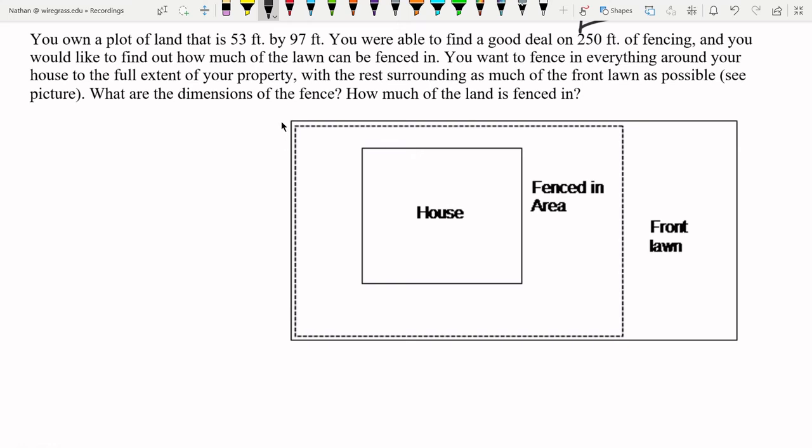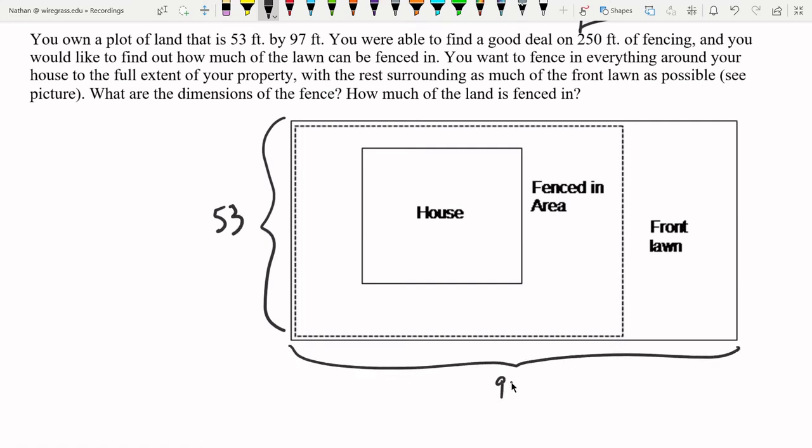This is 53 feet. And this is the 97 feet. That's the whole plot of land. And we're trying to figure out how much of the land this 250 feet of fence encloses. So you can see that it's not going to fence in all of it, right? 53 plus 97 plus 53 plus 97. The perimeter of this land in total is going to be 300 feet. So we know the 250 is not going to fence in the entire land. So how much does it fence in?